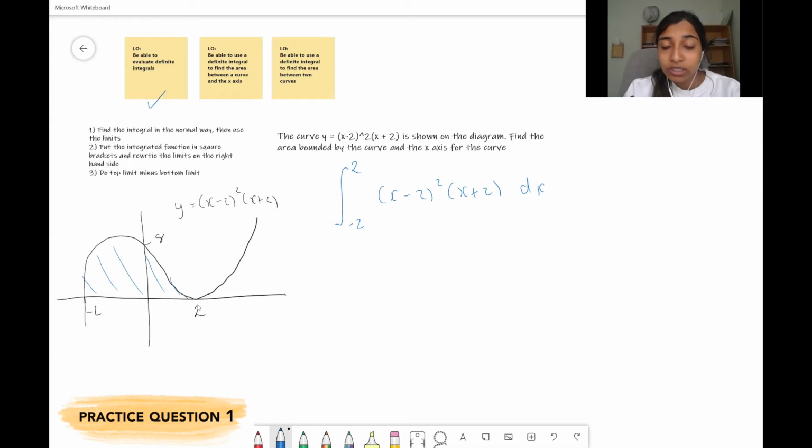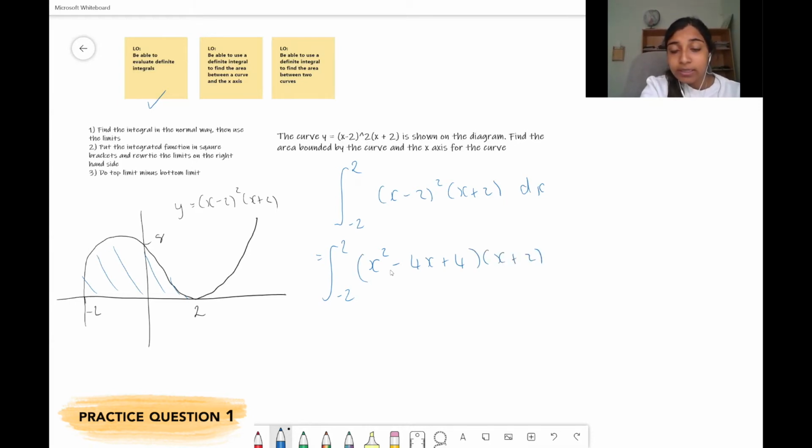So the first thing you want to do is simplify this to get some values that will make it easier to integrate. So that's just the integral between 2 and minus 2. First expand (x minus 2) squared, so we'd get x squared minus 2x, so minus 4x plus 4, and then all multiplied by (x plus 2) dx.